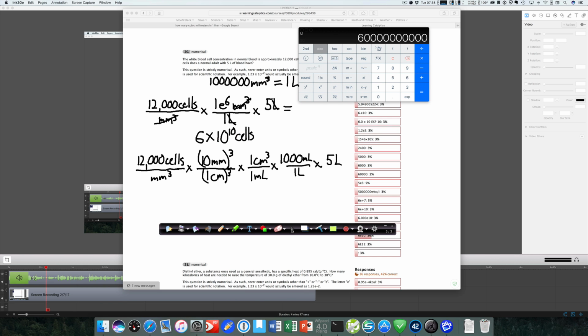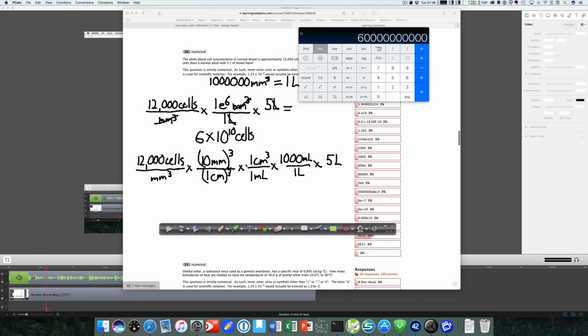Let's prove that on the calculator just to make sure. So 12,000. I assure you 10 to the 3rd is 1,000, times another 1,000. Then finally times 5. And of course, I believe this is 6 times 10 to the 10th. Let's just check. 1, 2, 3, 4, 5, 6, 7, 8, 9, 10. Yeah, so you get the same result.